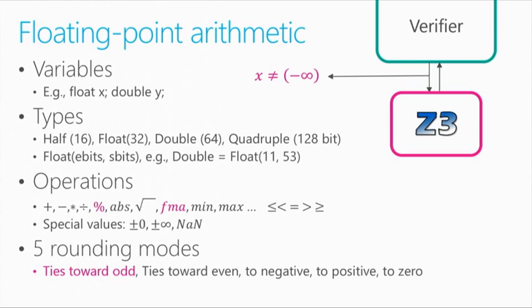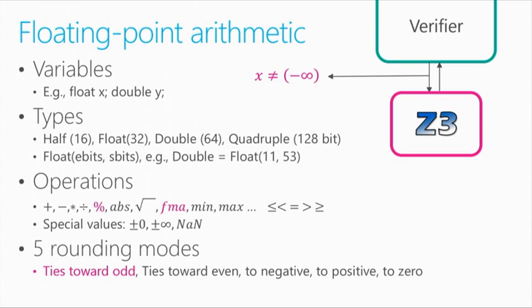Just to get everybody on the same page, this here is a summary of what the theory actually contains. Variables are named, and they're of types like float and double, which I'm sure all of you have seen in computer programs. And there's not just floats and doubles, there's also half floats and double and quadruple precision, and larger and larger. In general, we can have any kind of floating point number depending on two numbers for the size of the mantissa and the size of the exponent.